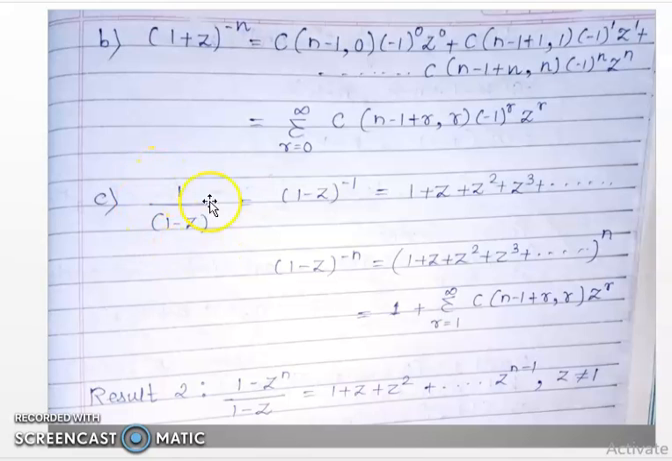Next formula for the binomial theorem is 1 upon 1 minus z. We can write 1 upon 1 minus z as (1 - z)^(-1), which we can write as z^0 plus z^1 plus z^2, up to infinite terms. So similarly, using this equation, we can write (1 - z)^(-n) as z^0 plus z^1, up to, for n terms, z^n.